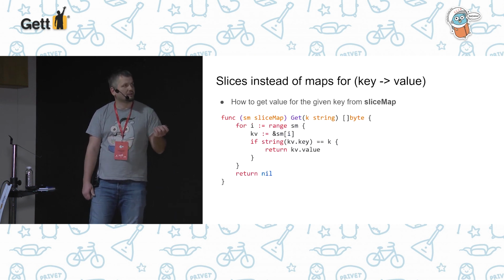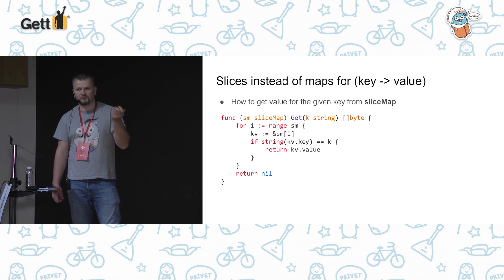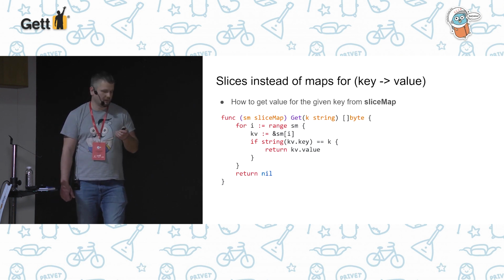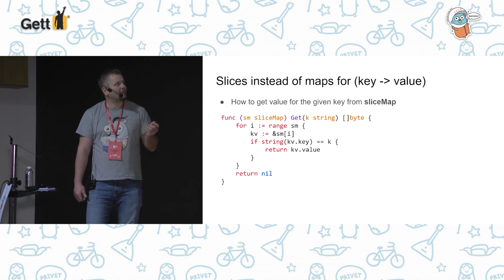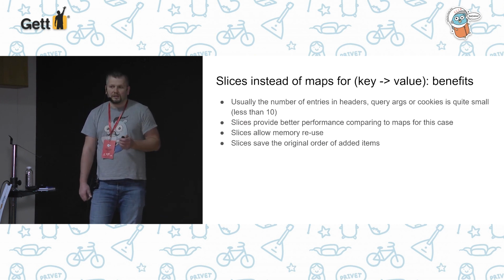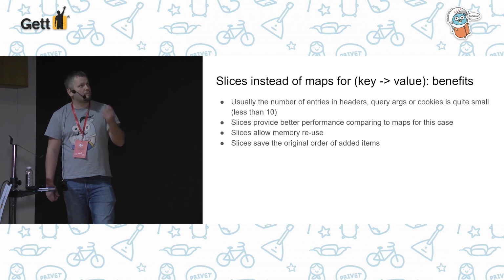So this is the way data reading is implemented from the byte slice. We just go through all the slice map elements. It returns the key. If the key matches what we have, then we use this value. So what are the benefits of this method?